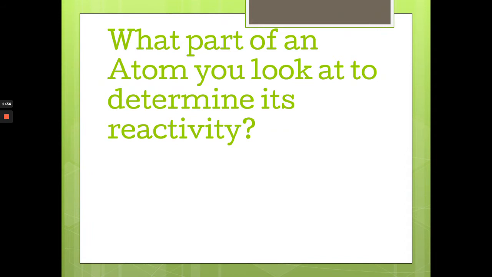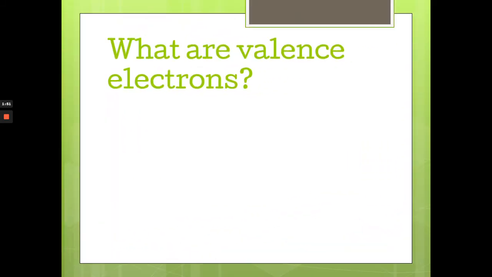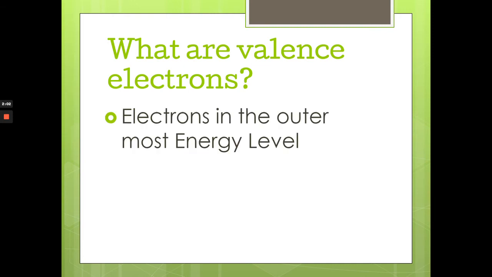What part of an atom do you look at to determine the reactivity? The reactivity is always going to be valence electrons. If you see any questions about reactivity, reactive, reacted like, reacted with, you are always looking for the valence electrons. What are valence electrons? Remember, valence electrons are electrons on the outside energy level, or outside ring, or outside circle. It's just the ones on the very outside.